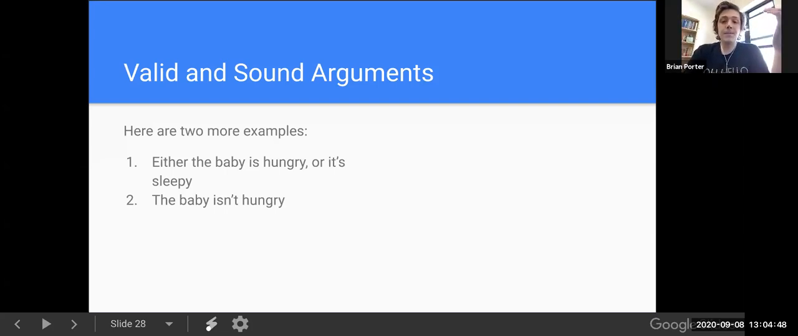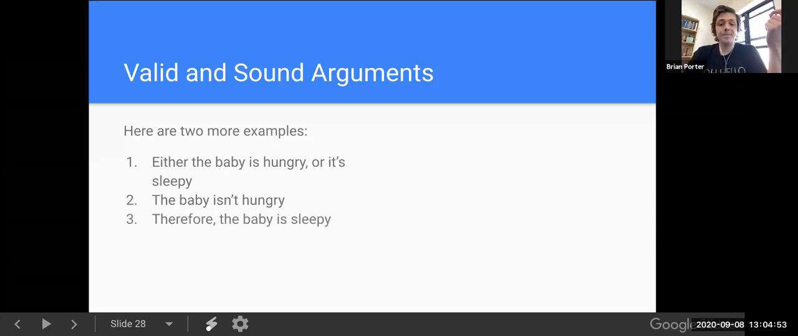Therefore, we can conclude the baby is sleepy. If you've ruled out everything else, the baby's diaper needs to be changed or the baby feels sick or whatever. If you rule out all the other options, if the baby's either hungry or sleepy, then if you find out the baby isn't hungry, you can safely conclude that the baby is sleepy because this form of argument is valid. So as long as the two premises are true, the conclusion will be true.